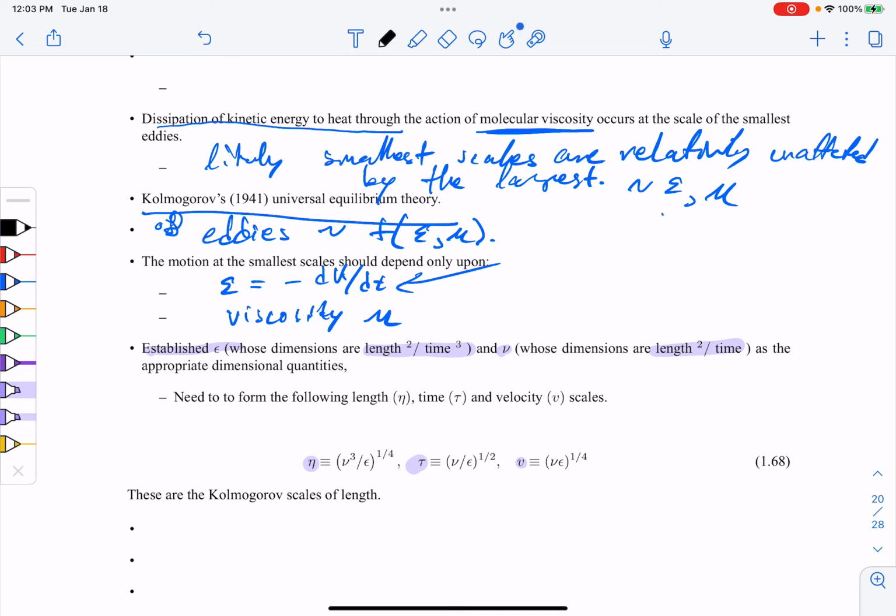And in fact, these terms here are the Kolmogorov length, time, and velocity scales. So those would be the scales of these smallest turbulent structures in any type of flow as an estimate. And it actually turns out to be extremely accurate, if not perfect, for certain mathematical assumptions.